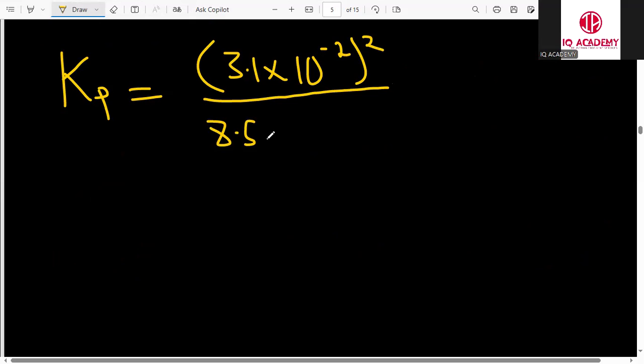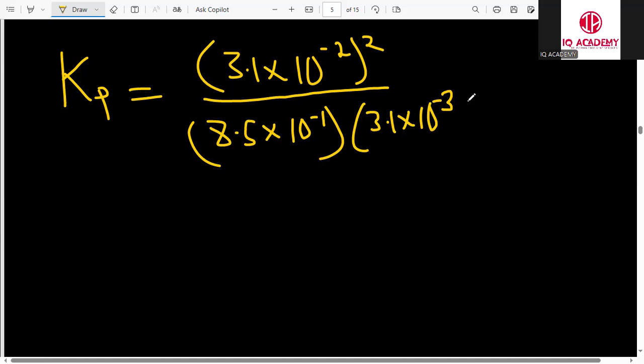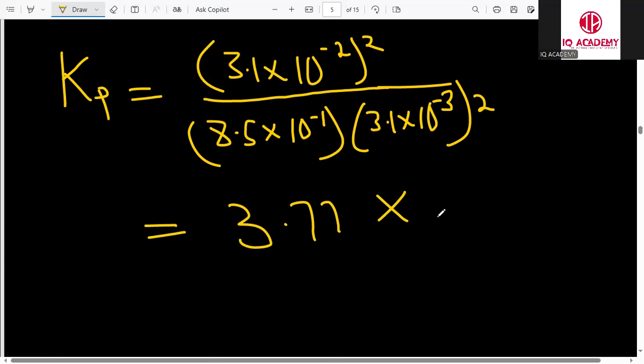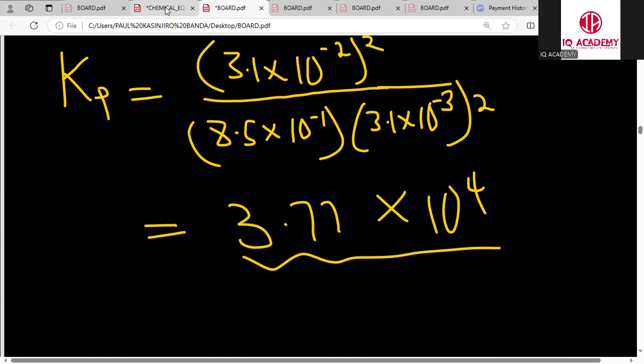So 8.5 multiplied by 10 to the power minus 1, and then we are multiplying this by 3.1 multiplied by 10 to the power minus 3 squared, like that. When you punch this into the calculator, you should get 3.77 multiplied by 10 to the power 4. So this is the equilibrium constant in terms of the pressures. And then let's look at the other question.